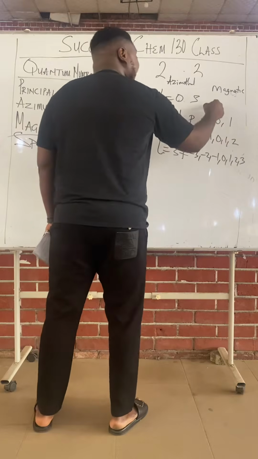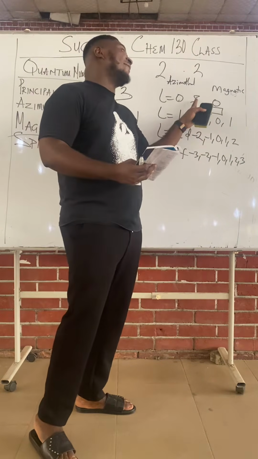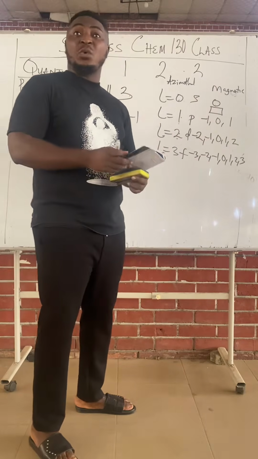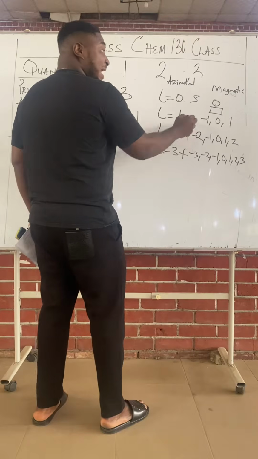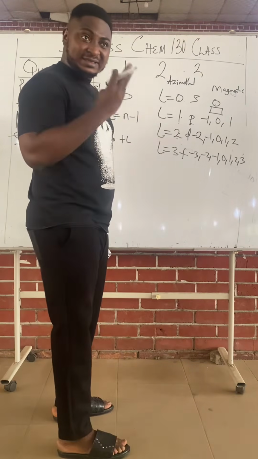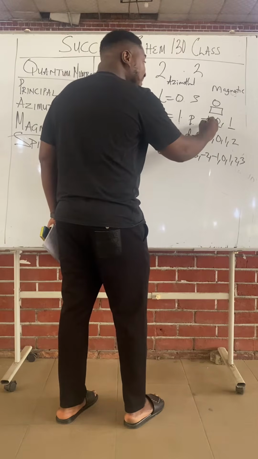Why do we have only one magnetic quantum number when L is 0? Because when L is 0, we have S, and S block has only one. Plus, when L is 1, we have P, right? How many blocks does P have? 3. Are you saying that we have 3 magnetic values for the 3 blocks? We have 3 magnetic values for the 3.